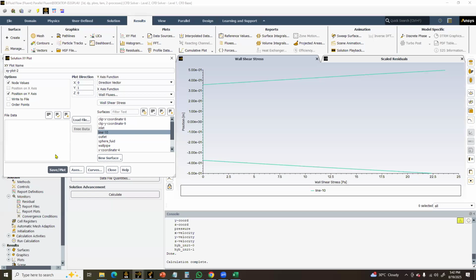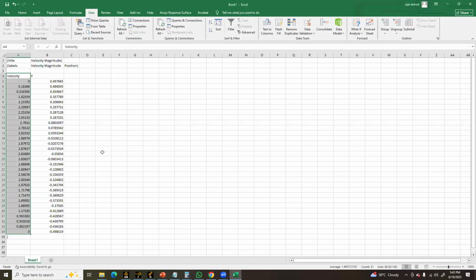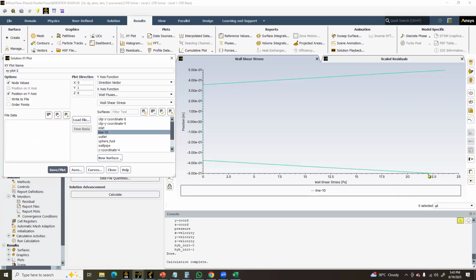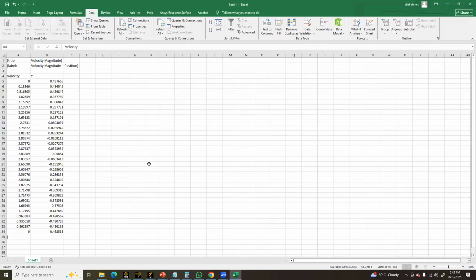So what value are you seeing on this line? Just on the wall, the value is minus 0.5. Wall shear stress is minus 0.5. We are not talking about the magnitude. Sorry, the direction is here and the value is here. It's 22.4. So the wall shear stress is equal to 22.4.